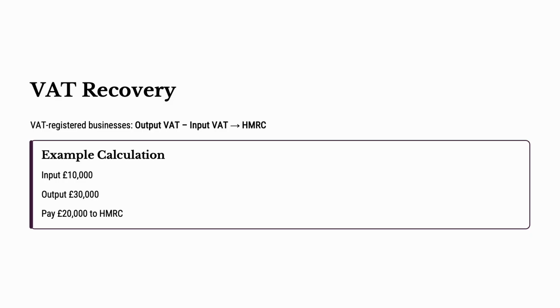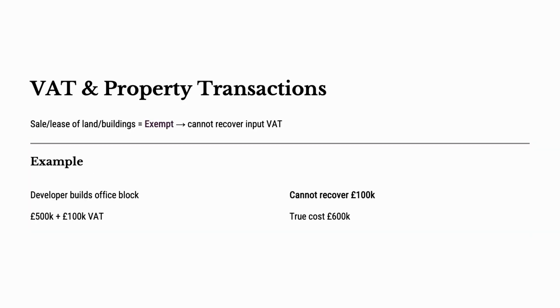This works smoothly for most businesses, but property transactions, that's where it gets a bit complicated. How it works here is the problem. The sale or lease of land and buildings is generally exempt from VAT. And remember what I said about exempt supplies: you cannot recover input VAT on exempt supplies. Let me show you why this matters with an example.